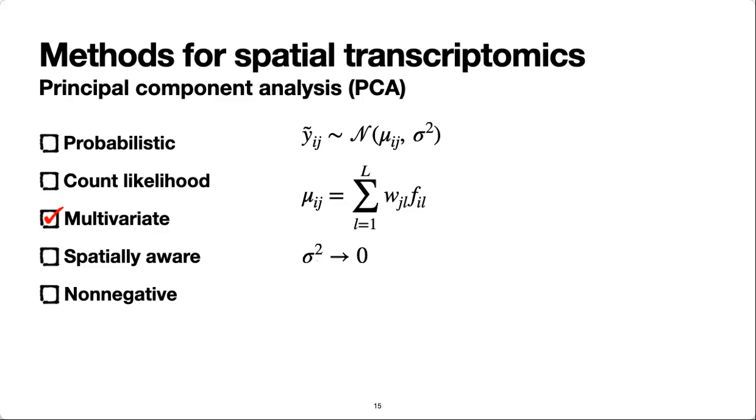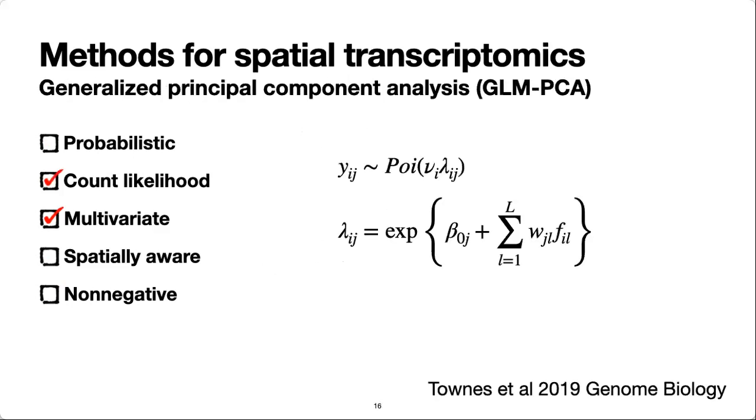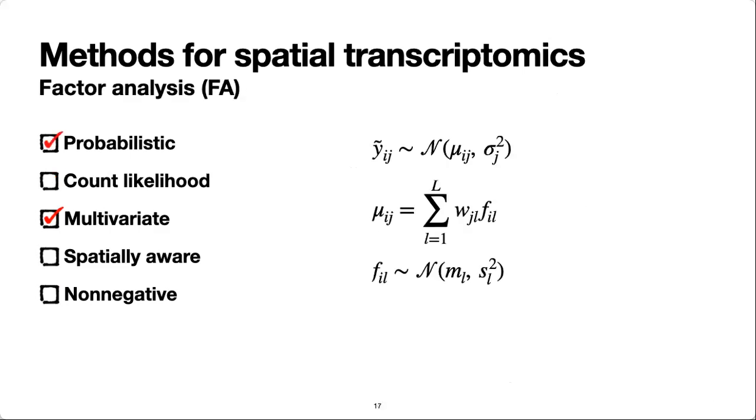Other than that, it doesn't really check many of our boxes, other than the fact that it does handle gene-gene correlations and provide dimension reduction. In prior work, I proposed the use of generalized principal component analysis, or what I call GLM-PCA, to appropriately model the count nature of the data. But for spatial transcriptomics, this is still not adequate because it's not accounting for the spatial correlation.